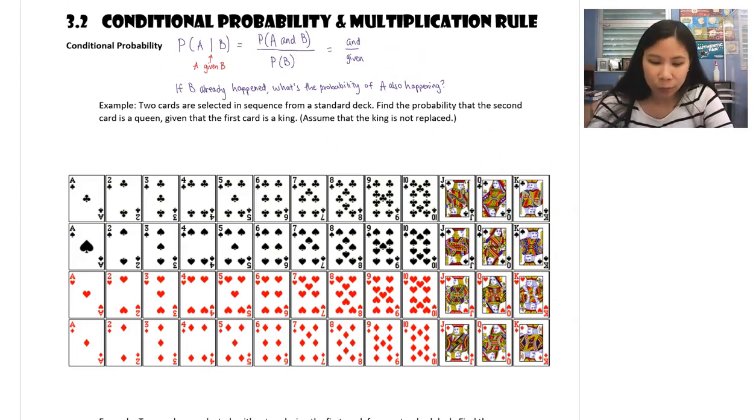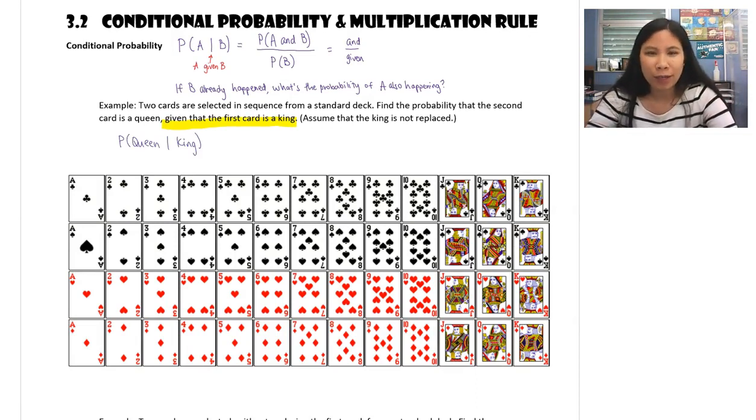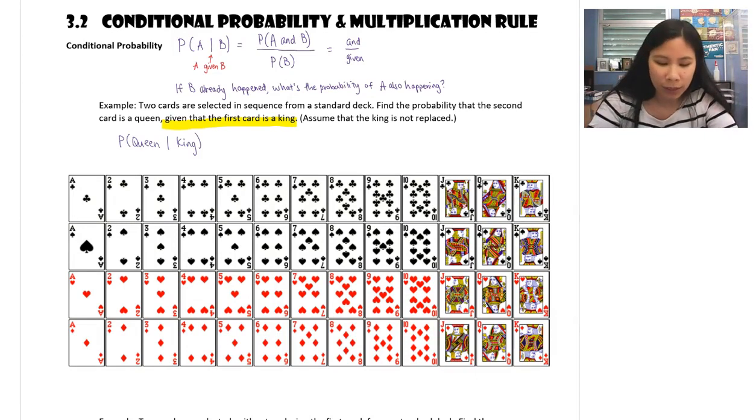So in our problem, we're given that the first card is a king. If I were to write out the question I'm trying to answer in math symbols, it would look like this. We're looking for the probability that we get a queen given that I got a king already. So I need to figure out the probability that I get a queen and king, over the probability that I got a king already.